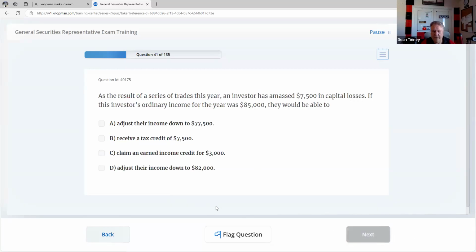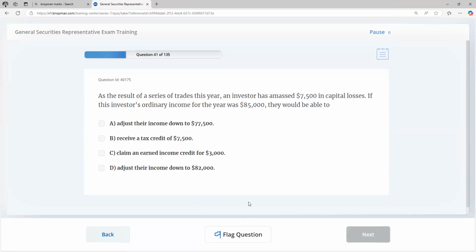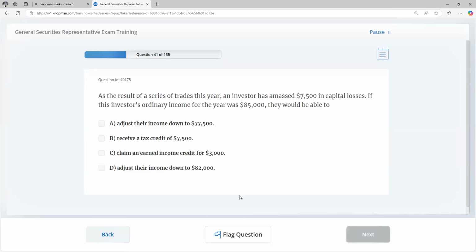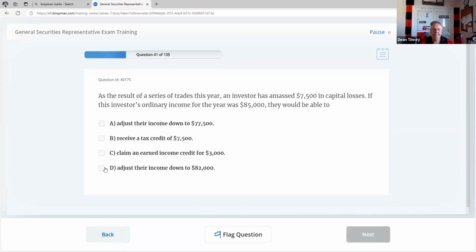As a result of a series of trades this year, an investor has amassed 7,500 in capital losses. If the investor's ordinary income was 85, they would be able to deduct 3,000 from. Wouldn't it be 82? Yeah, right on. Okay.